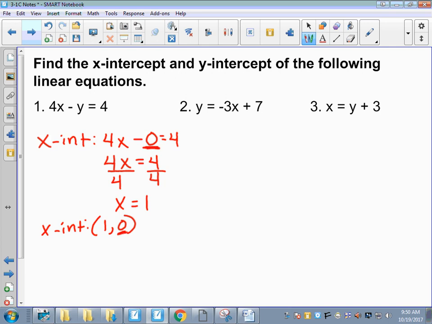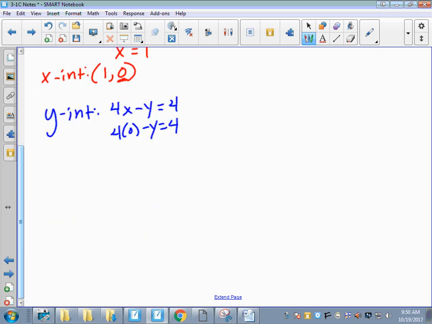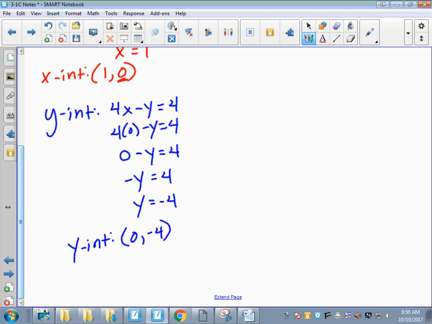For the y-intercept, I'm going to replace the x with 0. So for my y-intercept, I'm going to take the same equation, 4x minus y equals 4. Where I see the x value, I'm going to replace that with 0 and solve for y. And so 4 times 0 is 0. 0 minus y is equal to 4. Or negative y is equal to 4. So if negative y equals positive 4, positive y equals negative 4. You can switch the sign of each. So my y-intercept is 0, negative 4. It's an ordered pair.